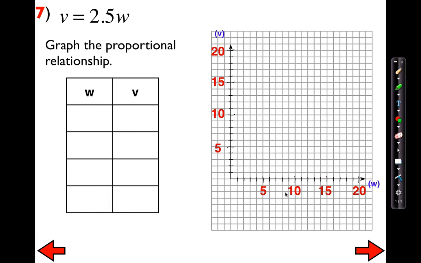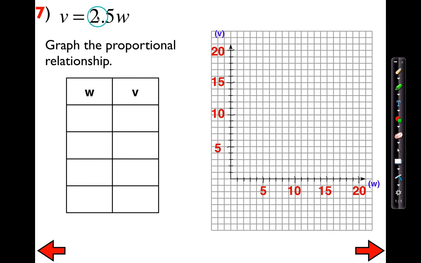Okay, for number 7, they're trying to be tricky. So here, what you would want to do is, I would personally write it as a fraction because it's going to allow me to see what the denominator is, and which will also help me figure out what are some good values to plug in for w to figure out what v is.